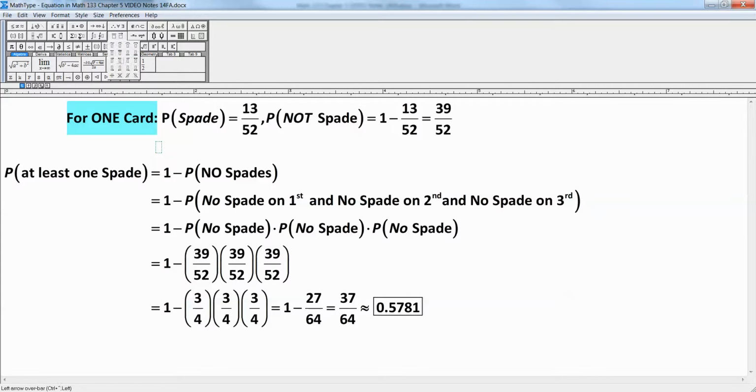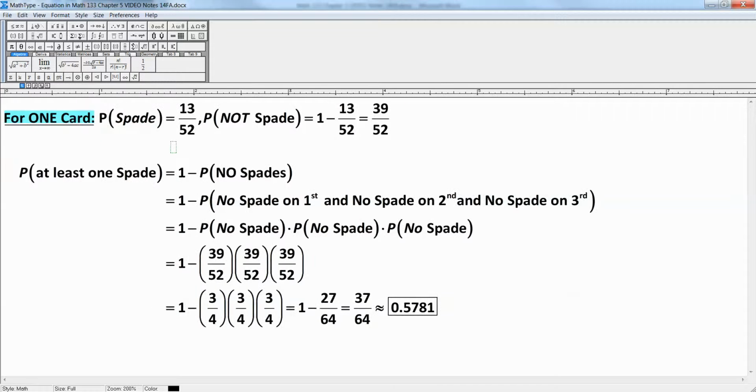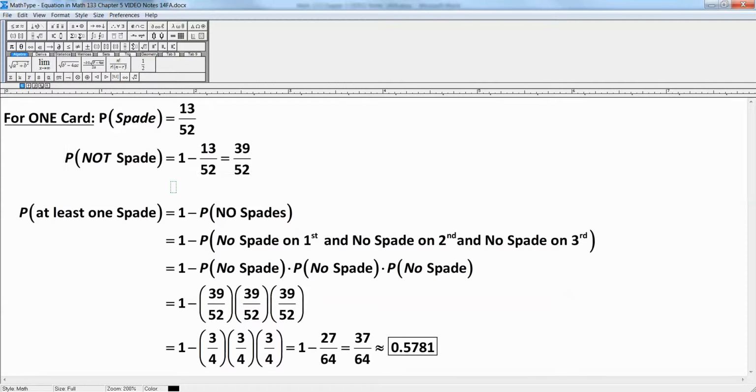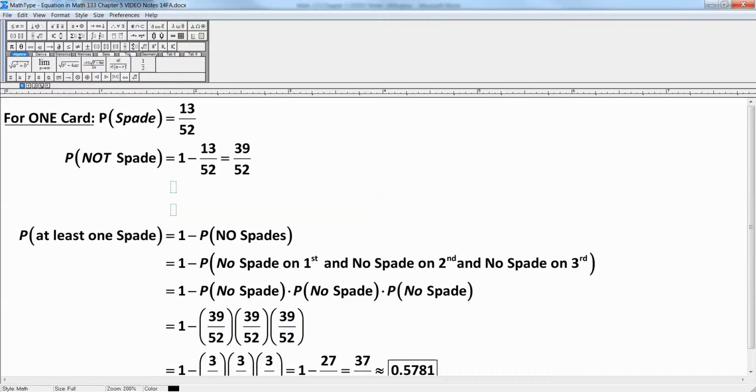So this is for one card that I'm talking about up here, which isn't the actual problem. I'm just kind of setting up for myself. So for one card, the probability of a spade is 13 out of 52. The probability of not a spade is 39 out of 52. Then down here, I'm talking about 3 cards. There we go. For 3 cards right here. And that's what the problem's actually asking about. So for 3 cards, how does that work?